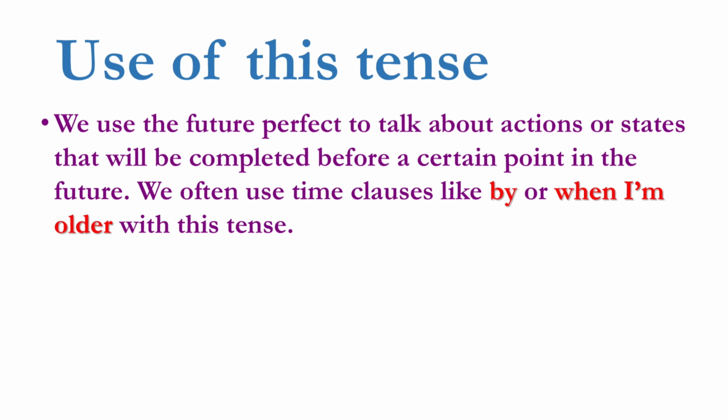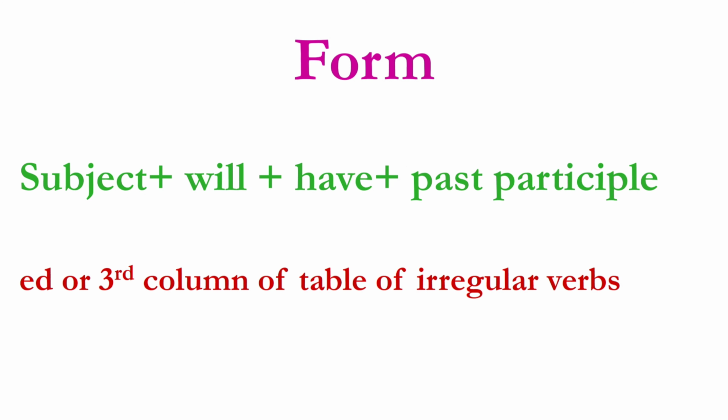We use the future perfect to talk about actions or states that will be completed before a certain point in the future. We often use time clauses like by or when I'm older with this tense. The form of this tense is subject plus will plus have plus past participle. Participle means ed or the third column of the table of irregular verbs.